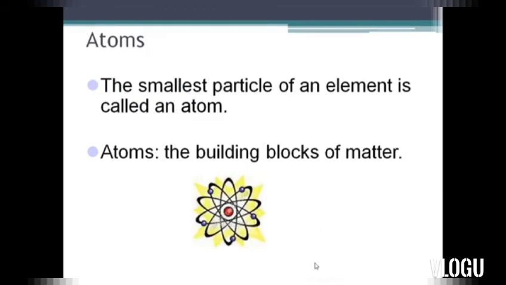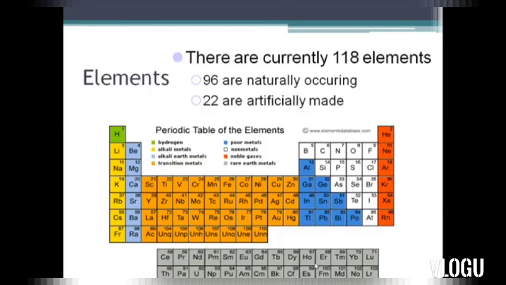Now, let's talk about atoms. And also, atom is the smallest particle of an element, and atom is considered as the building blocks of matter. So lahat po ng nakikita natin, nahawakan natin, or kahit hindi natin nakikita, is composed of atoms. Okay, so another trivia. In our periodic table of elements, we have 118 elements. 96 are naturally occurring and 22 are artificially made.